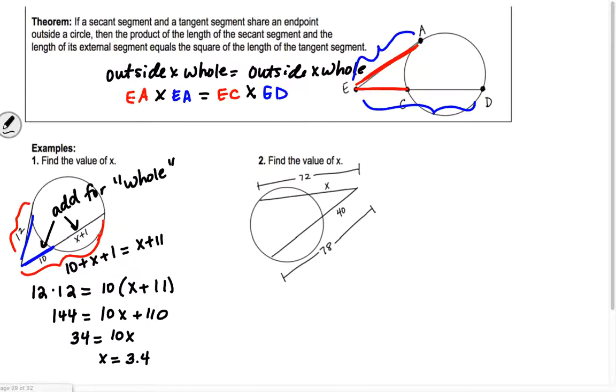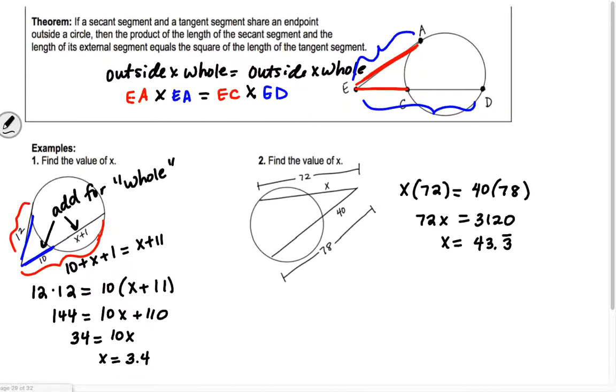All right, so how about the next one? X times, well, we have the whole thing drawn in, right? That whole thing is 72. Equals 40 times 78. Now be careful though, if I didn't have 78 and instead the inside piece was 38, then I'd have to do 38 plus 4 to get the whole thing, right? So 40 times 78 is 3,120. So I have 72x equals 3,120. When I divide by 72, I get x equals 43.3 repeating.